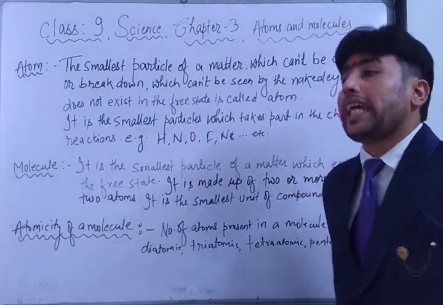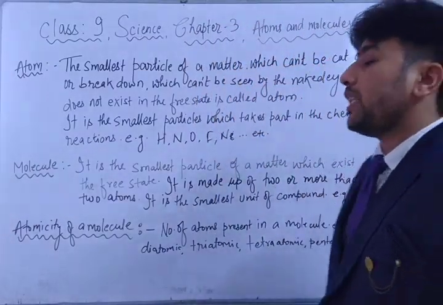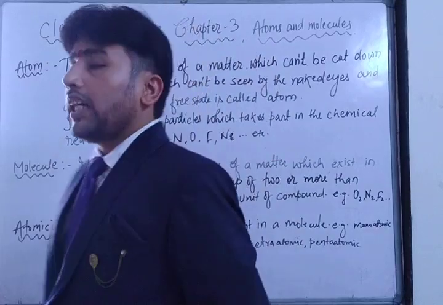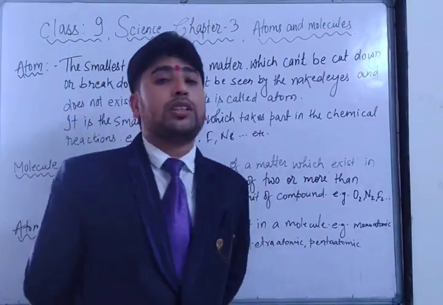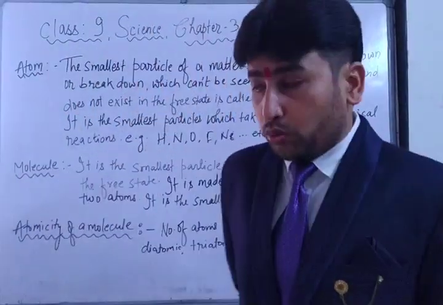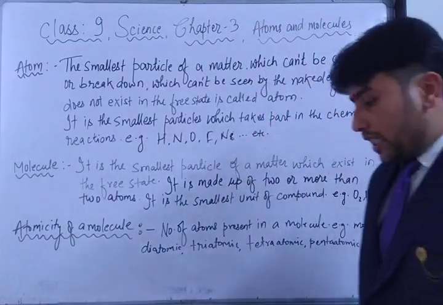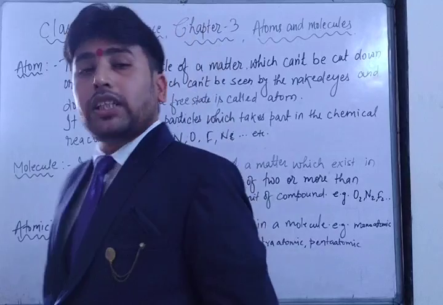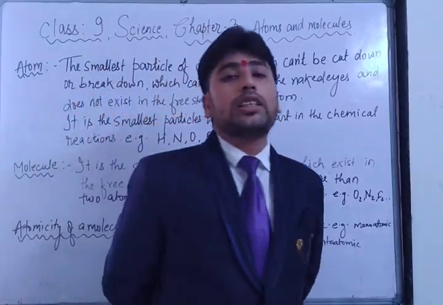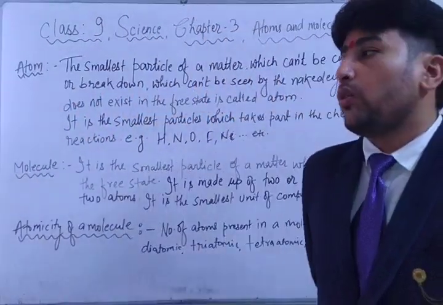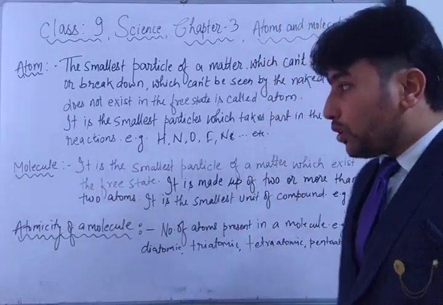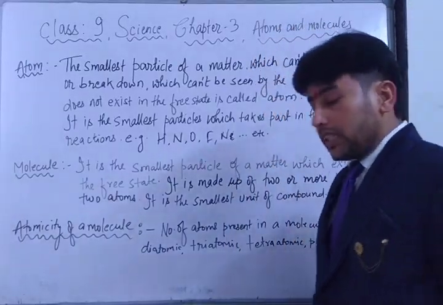The elements which exist in two atoms are called diatomic. The atomicity of that molecule is 2. Atomicity means the number of atoms present in a molecule. The number of atoms present in the molecule of oxygen is 2 because oxygen exists in O2 form. O2 means O and 2. Below it, 2 is written, which means it is diatomic.